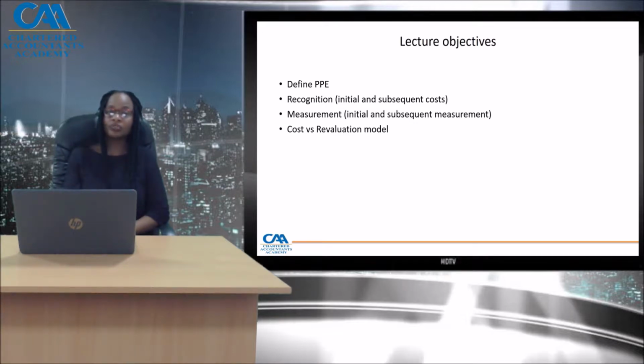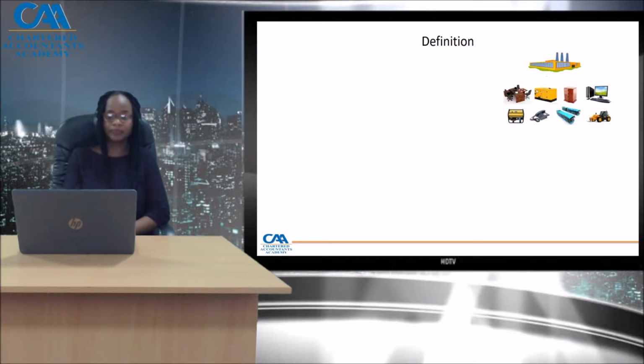We're also going to look at the measurement models prescribed by IAS 16, that is the cost model and the revaluation model. You also need to be able to discuss when to de-recognize PPE from financial statements. We're also going to cover tax implications relating to IAS 16 transactions and the disclosure of property, plant and equipment in an entity's financial statements.